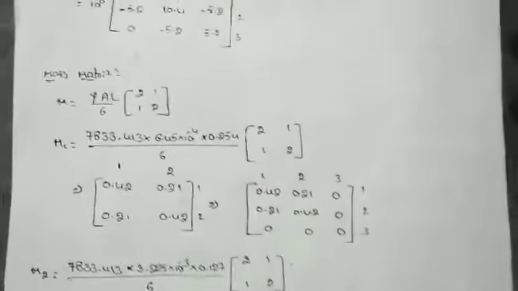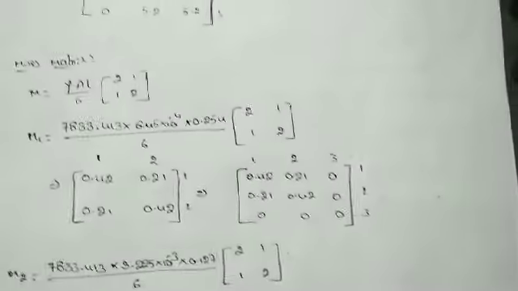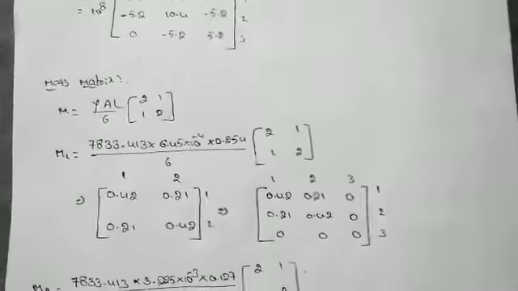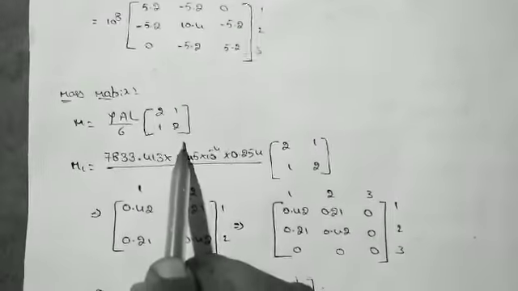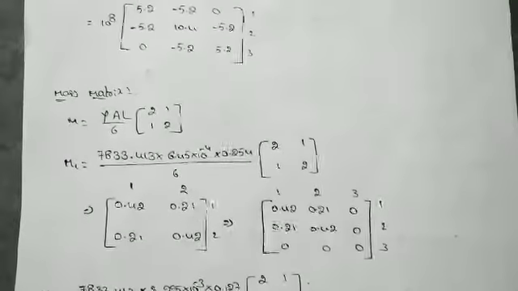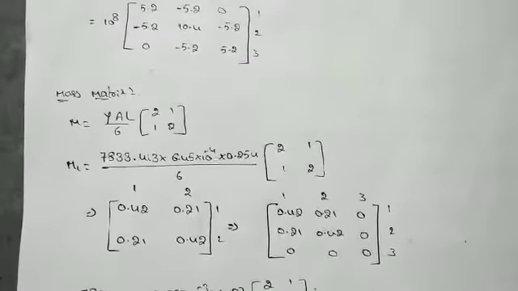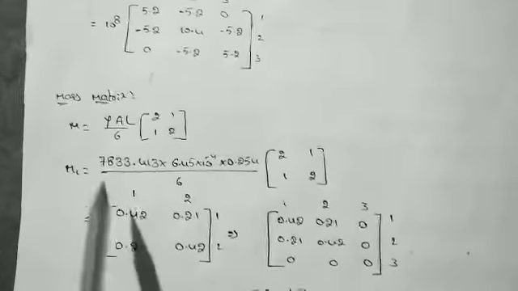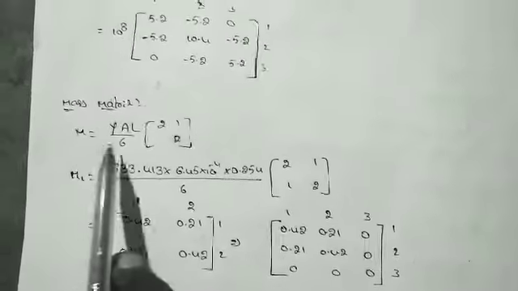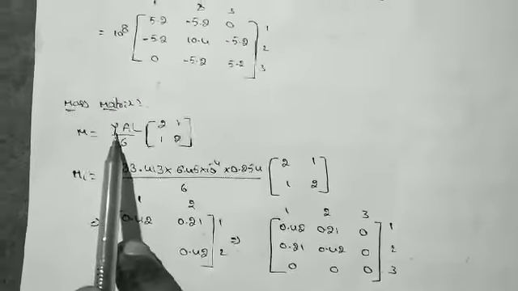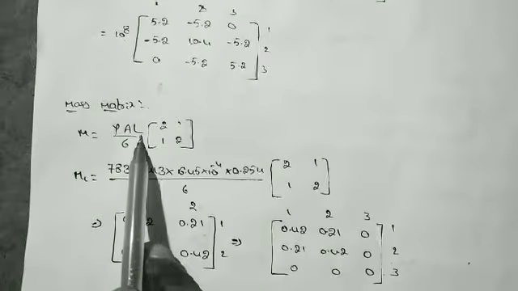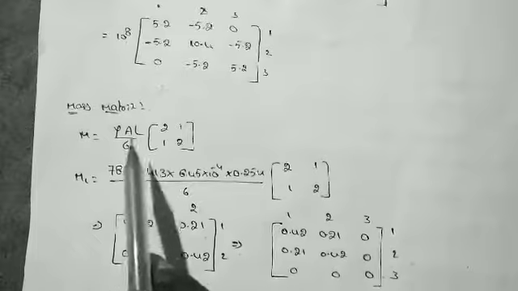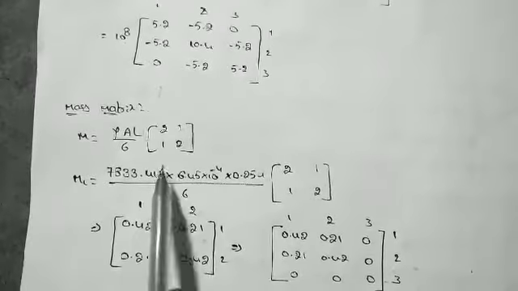Then this is the mass matrix. After calculating the global stiffness matrix, you have to find the mass matrix. There are two types of mass matrix formulas: the consistent mass matrix and the lumped mass matrix. Most problems use the consistent mass matrix, which is why I have solved it using the consistent mass matrix. Here rho, the specific weight, is given in the problem, area is given, and L, the length of the element, is given. Substitute all the values in this formula and you will get this matrix.